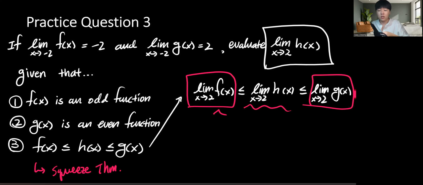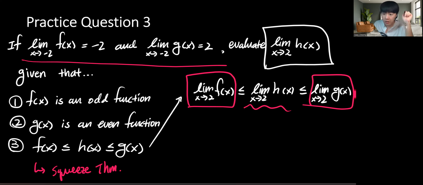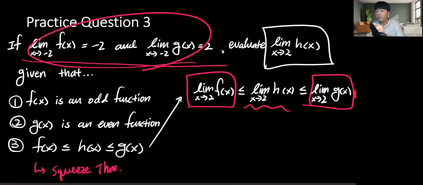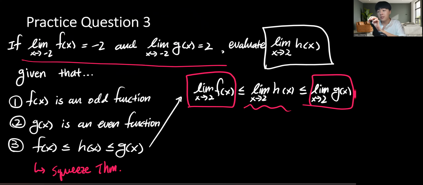But let's look at our other conditions right here. We don't have this limit value, because x is going to -2, while we need the limit of f(x) and g(x) when x is approaching 2. But if you look at our given limit, x is going to -2. Then what should we do? Let's try to use these conditions in 1 and 2.